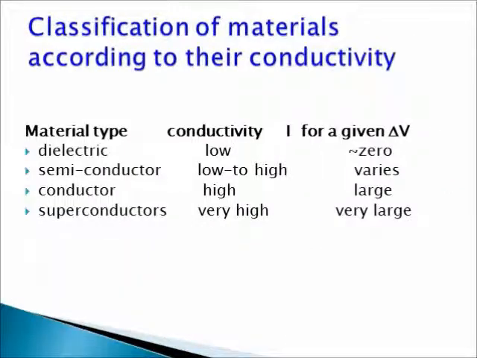There are many other types of materials whose conductivity properties are very different from those of ohmic conductors. For example, dielectrics have low conductivity, which means that I for a given delta V is essentially zero. For semiconductors, the conductivity can vary from low to high, and I will be variable depending on what delta V and environmental conditions are. Superconductors have essentially infinite conductivity. I through the superconductors is very large for each given delta V.